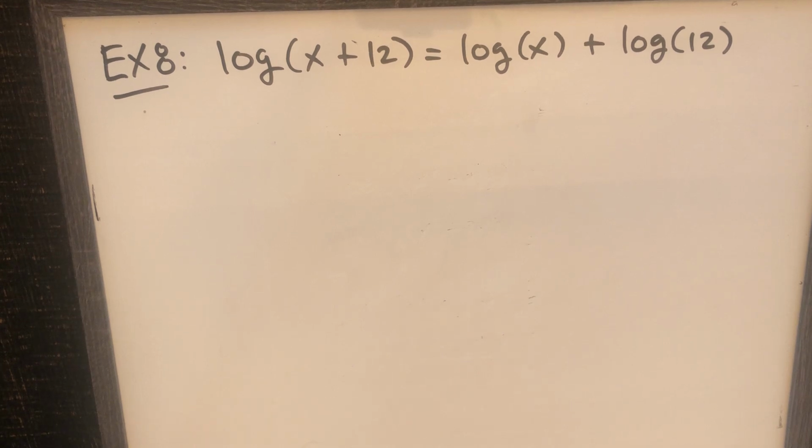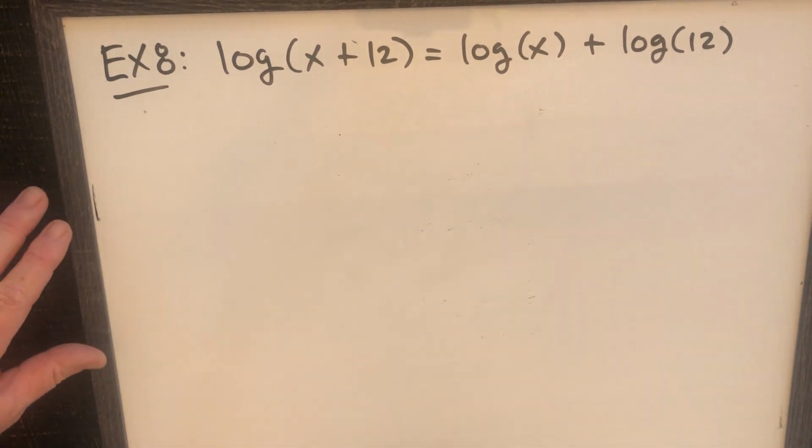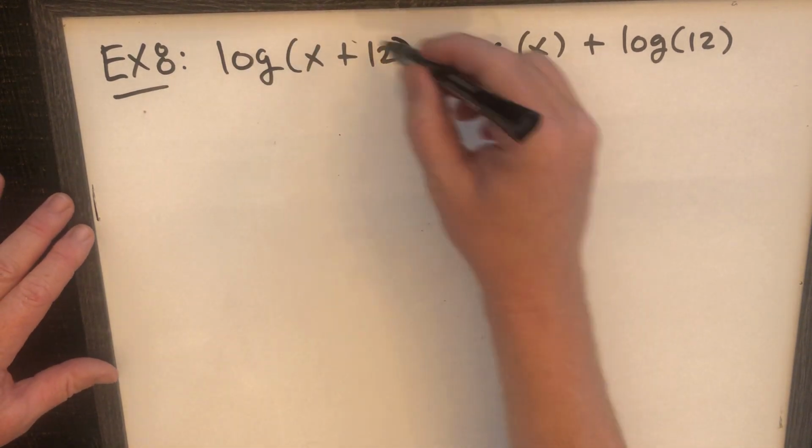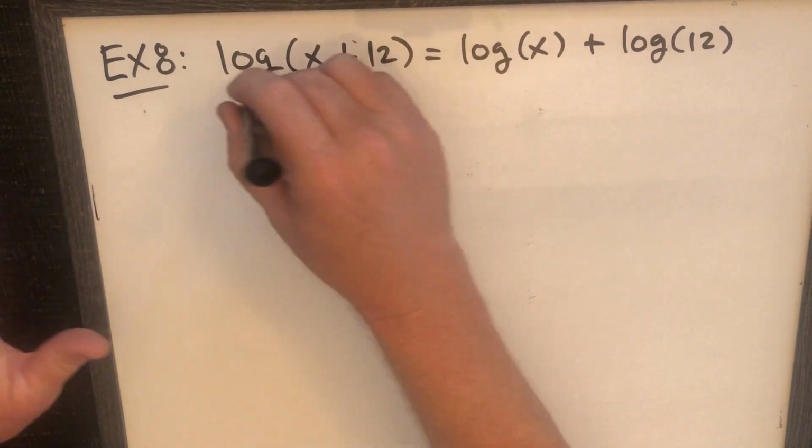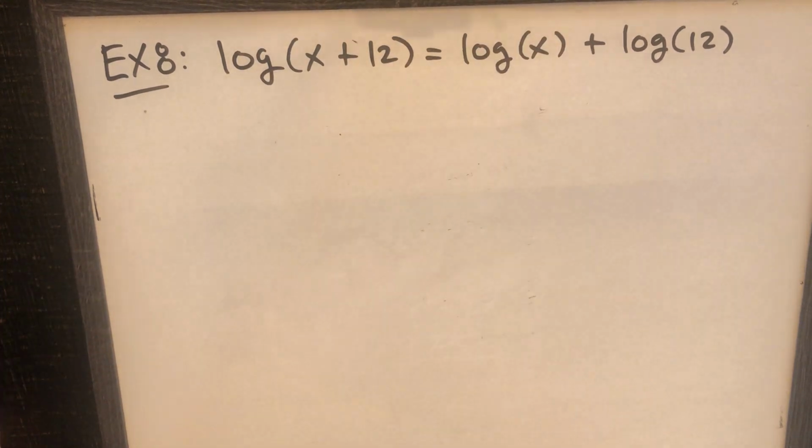But this does have a solution. It has only one solution, or maybe it has one solution. Well, let's dig into it and find out what happens. There's nothing you can do on the left-hand side. The left-hand side is done. Log of x plus 12. You are done. All right.